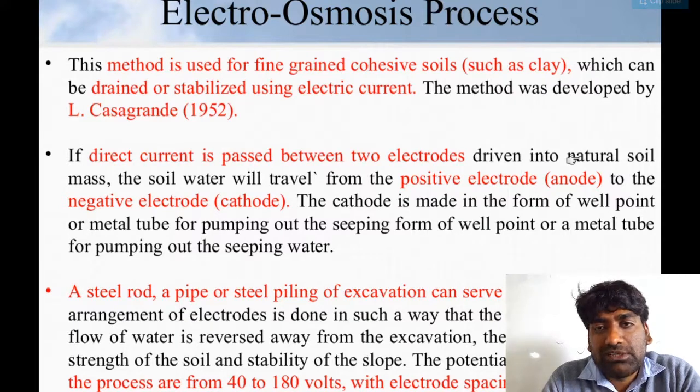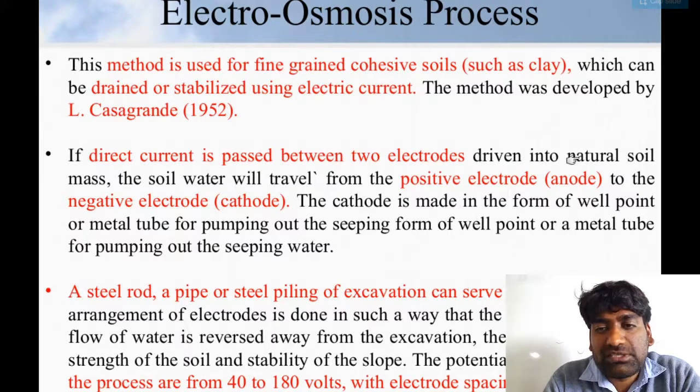The cathode is made in the form of a well point or metal tube for pumping out the seeping water. A steel rod, a pipe, or a steel piling of the excavation can serve as an electrode. The arrangement of the electrodes is done in such a way that the natural direction of the flow of the water is reversed away from the excavation, thereby increasing the strength of the soil and stability of the slopes.